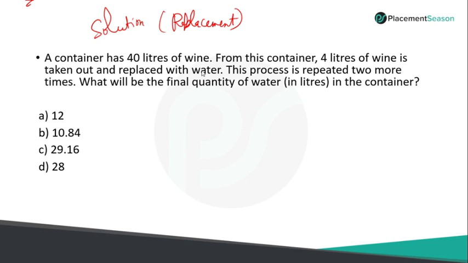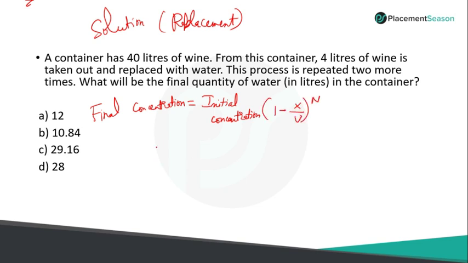So I hope many of you recall the formula by this time. The formula is: final concentration is equal to initial concentration into (1 minus x by v) whole power n. Okay. So what is the initial concentration? 40 liters of wine. Clear? So that is the initial concentration.